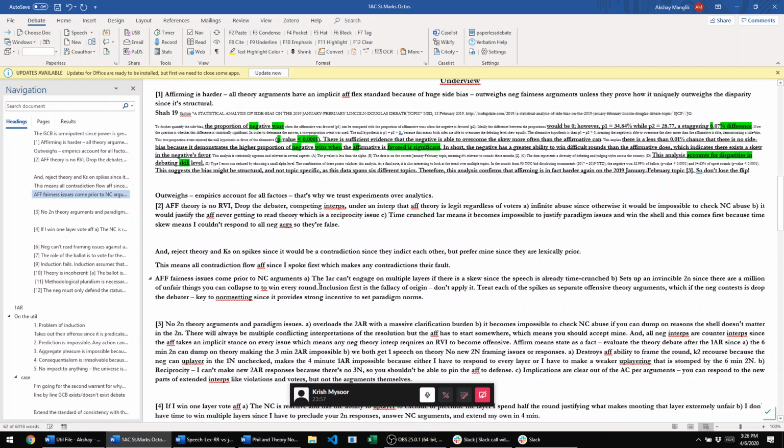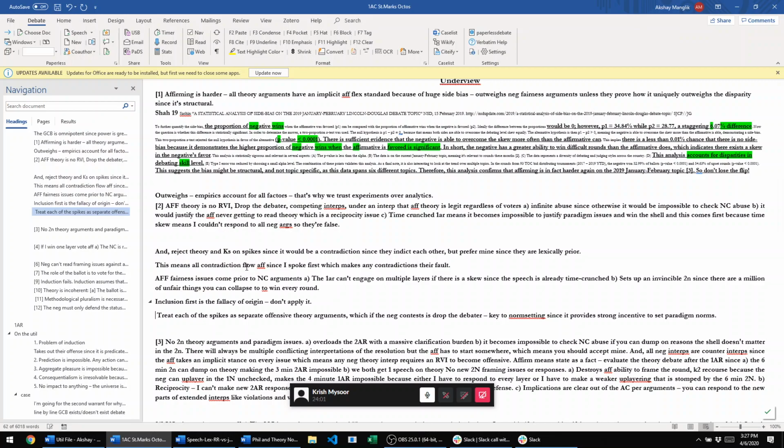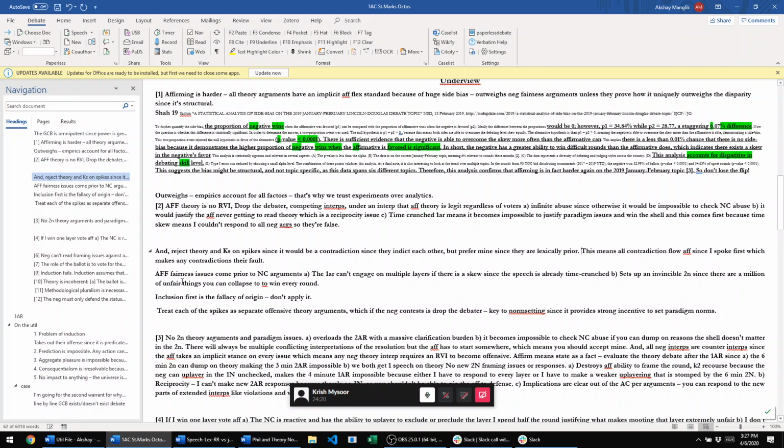Conclusion first, treat these spikes as offensive theory arguments. So just in this alone, you have paradigm issues, you have a reason to reject arguments that contradict the spikes, and an assertion that it is lexically prior, even though there's no warrant for that. I guess this is part of the same argument. AFC theory outweighs, because A, time skew, and B, because we could collapse to anything. Answer time skew above, and against this, that's the point of negative strategies. There's no impact. Not even sure what this means.